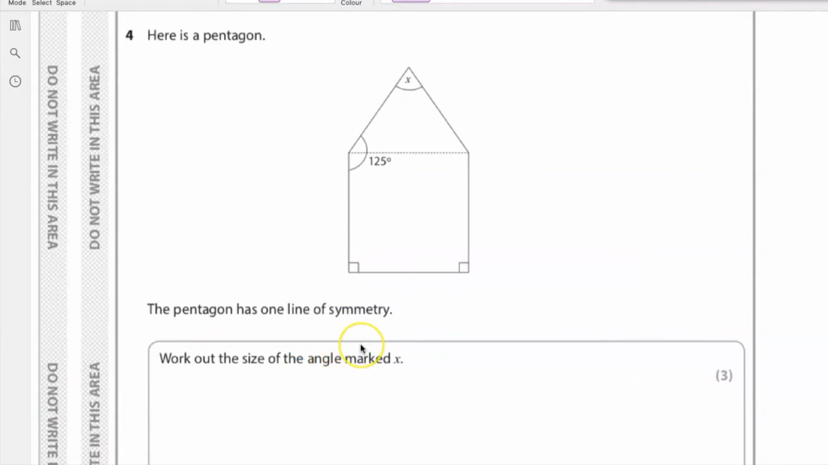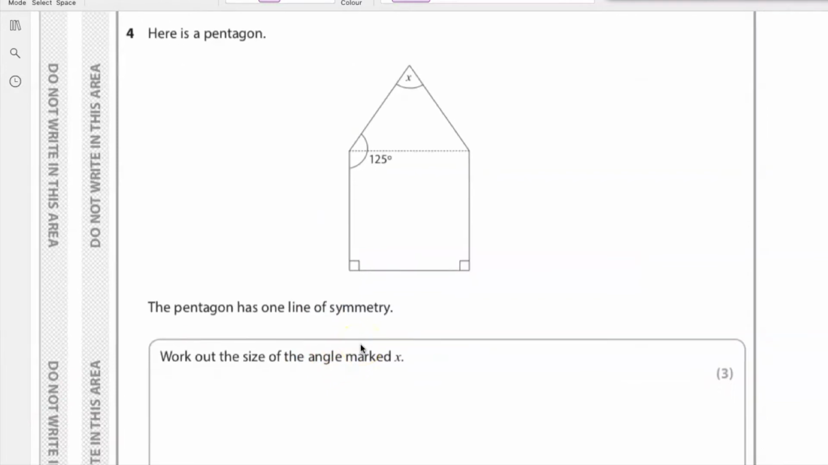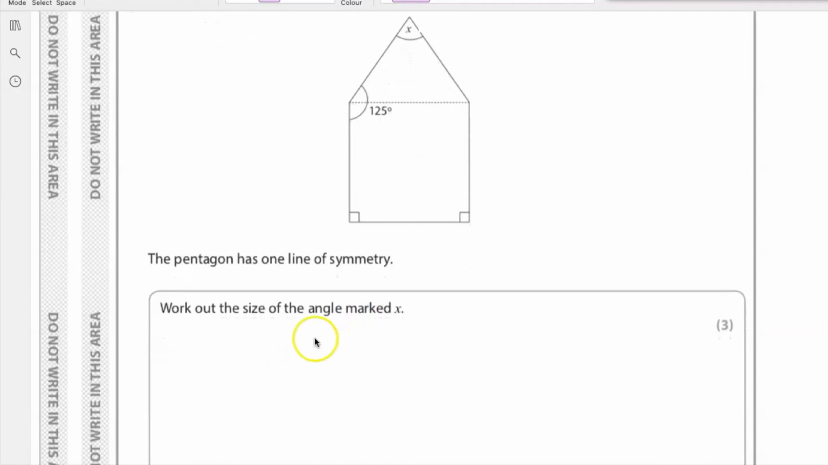Question 4. Here is a pentagon. The pentagon has a line of symmetry. Work out the size of the angle marked X. So this is 125 degrees, and this is the angle we are looking for.